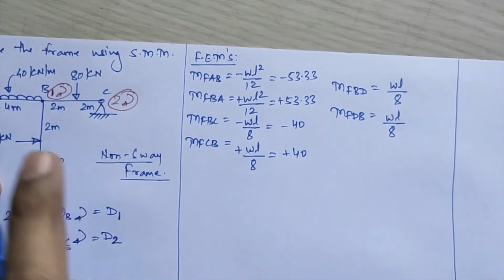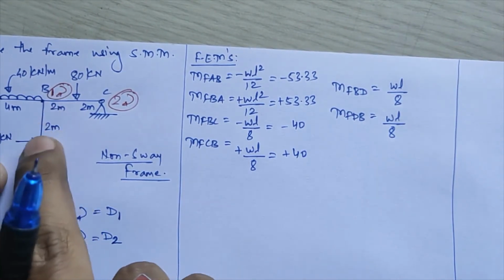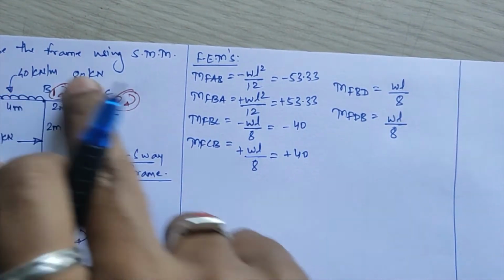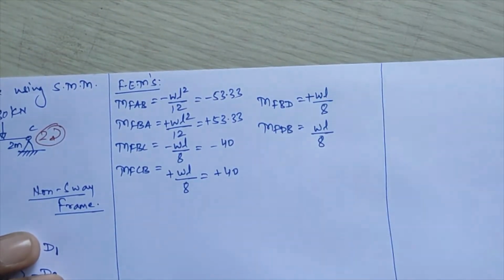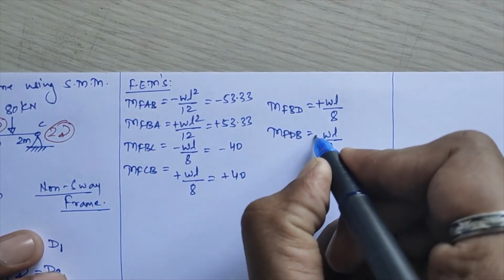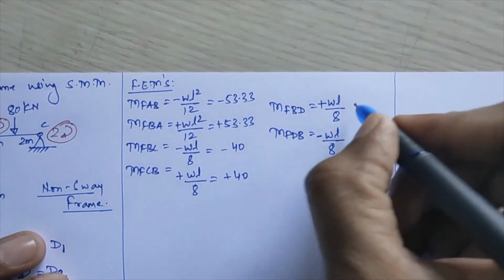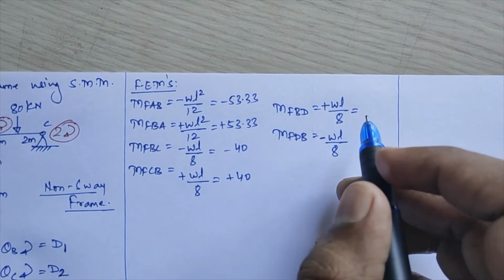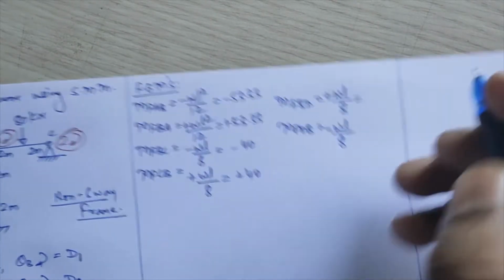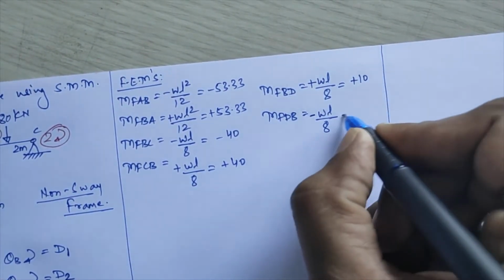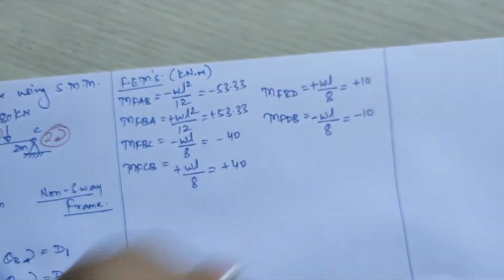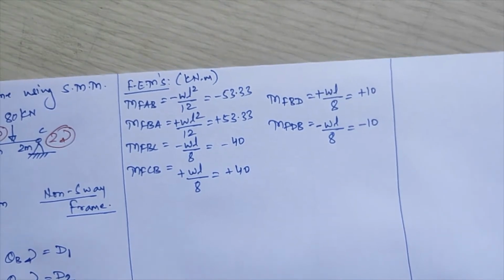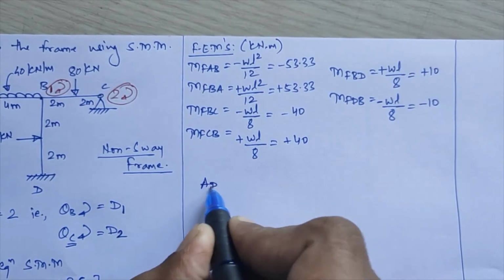But what will happen now? Now if you see the restoring moment for BD, that is MFBD, that will be clockwise in nature, we have seen over here. So here your first moment, that is MFBD, will come positive, while your MFDB will be coming here negative. After calculating, W is 20, length is your 4, so after calculation I am getting this as plus 10 and this as minus 10 over here, and all these moments are in kilonewton meter. So these are my final fixed end moments what I am getting. Okay, so from this I will calculate first ADL1 value.